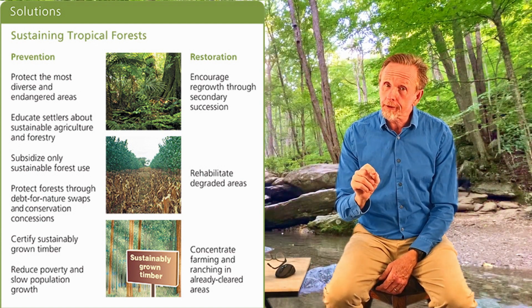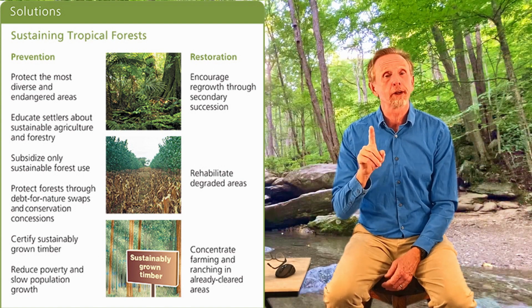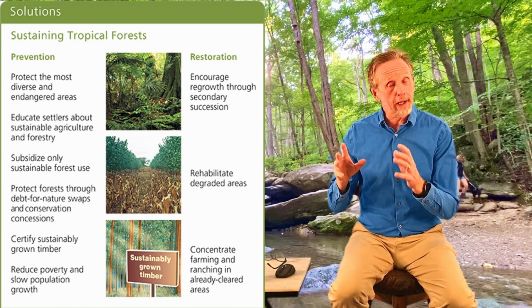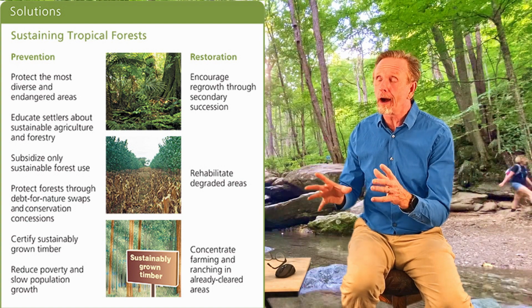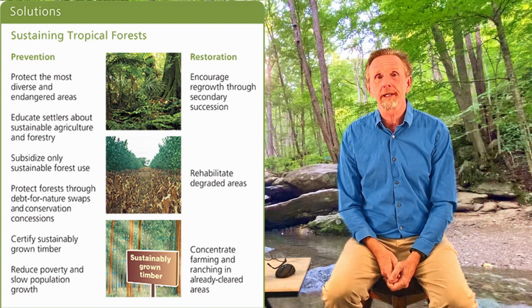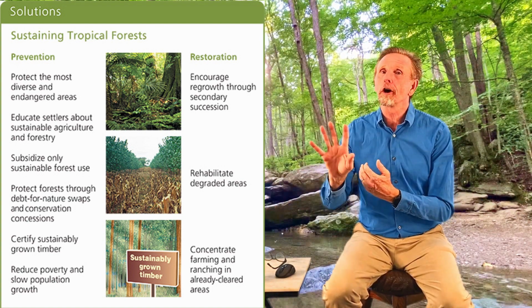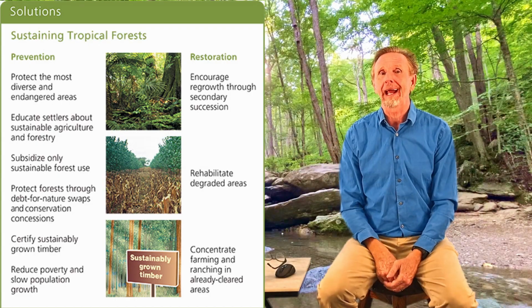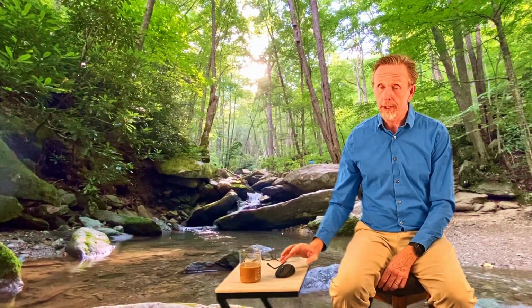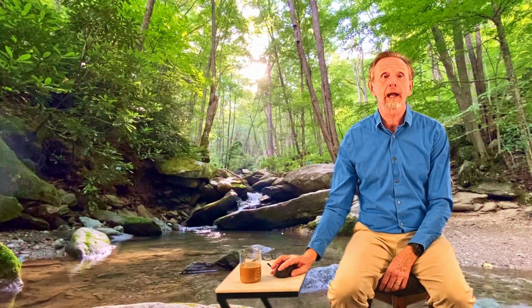And we need to concentrate our farming and ranching in already cleared areas. We already have areas that are cleared out. That's where our farming and ranching needs to be, not taking on and out more forest areas. These are very important steps that we have to do, which also brings us to our end of forestry.